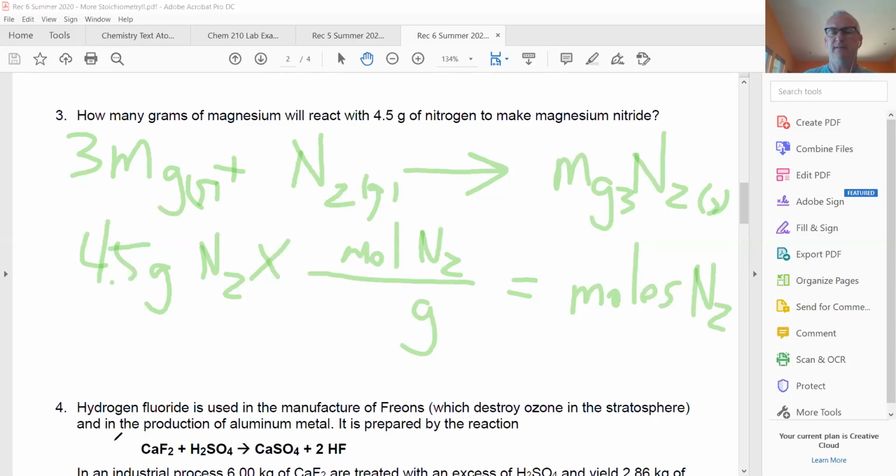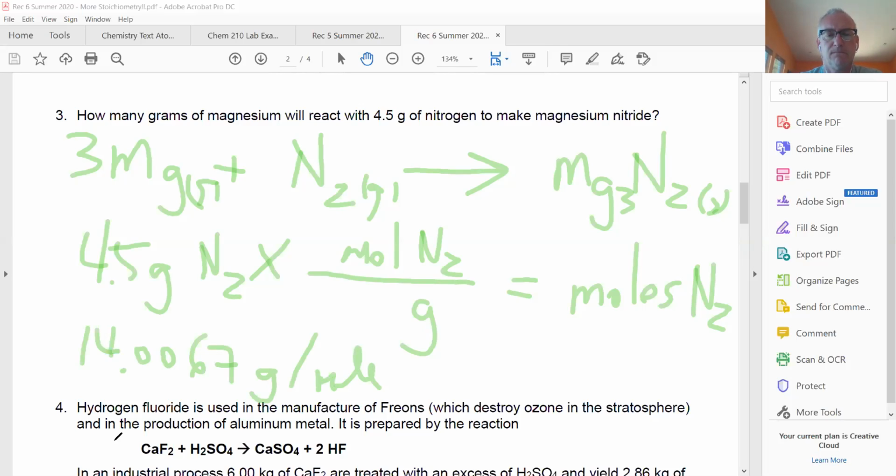What number for grams am I using? N2. Yeah, but what about N2? What's grams of N2? Molar mass. Right, I want the molar mass of N2. So I go to my periodic table, or I can Google it. I get 14.0067. So is that the number I put in? Grams per mole, 14.0067. Is that what I put in there?